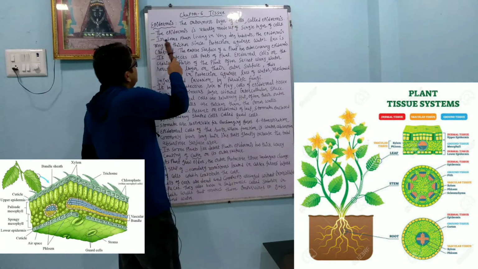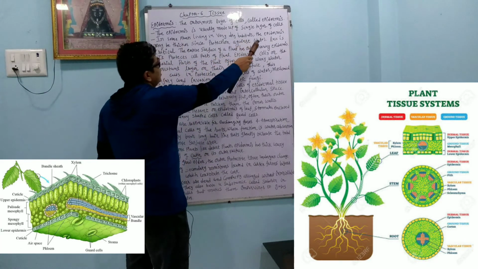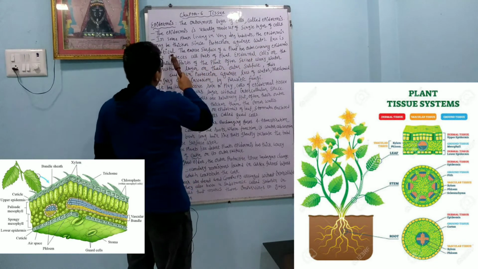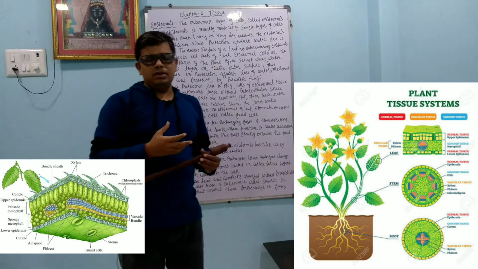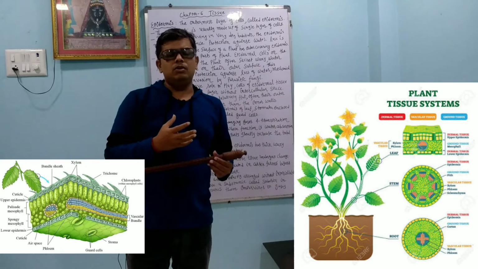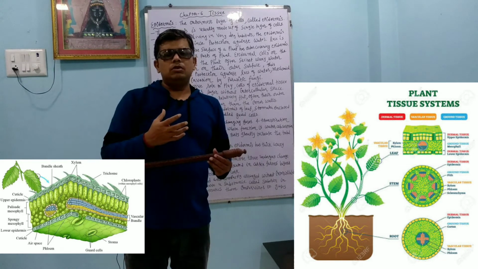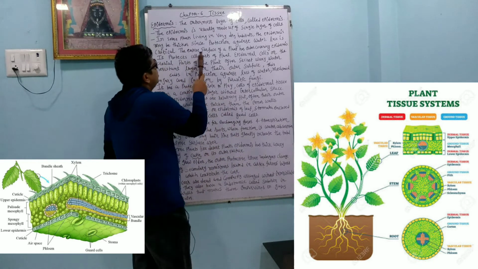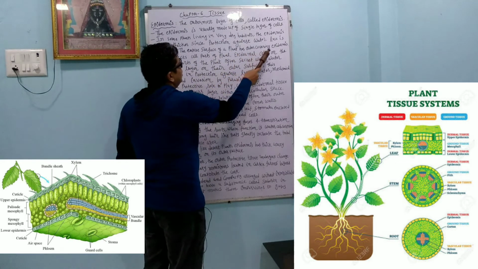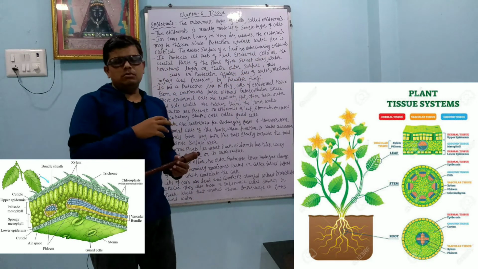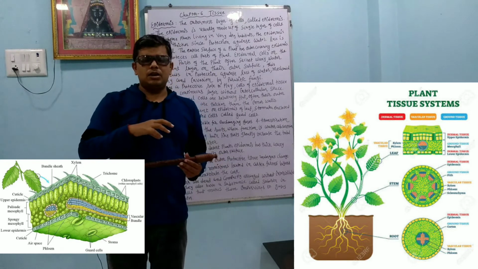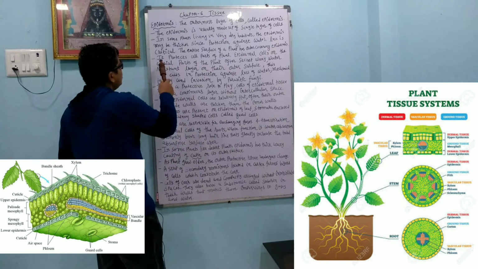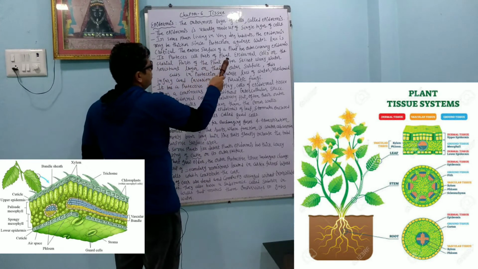In some plants living in very dry habitats, the epidermis may be thicker, since protection against water loss is critical. So in dry places, the epidermis is thicker because the plant wants to avoid loss of water. The entire surface of the plant has the epidermis as its outer covering. It protects all parts of the plant.